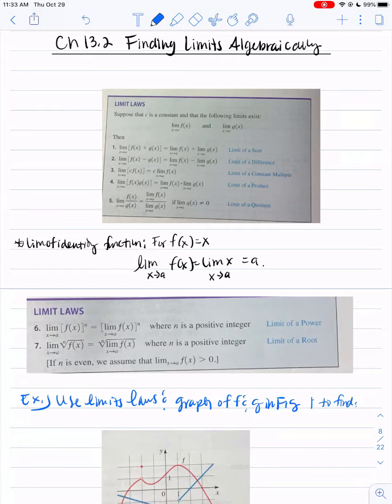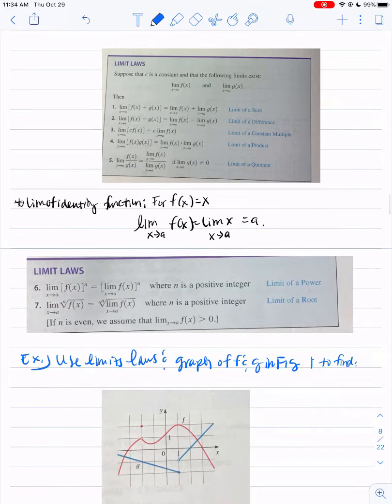So this video goes over chapter 13.2, which is finding limits algebraically. In the past section, we found the limit using a table of values. But in this video, we're going to learn how to set up a way to find those algebraically without having to do a table of values. And this way is more sound proof than doing the table.